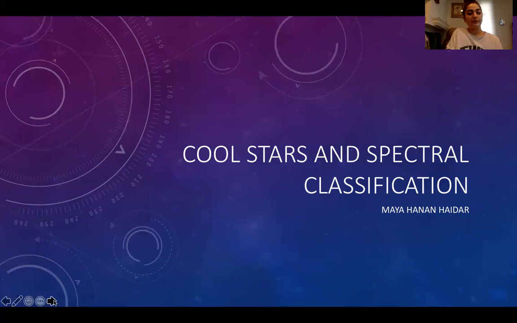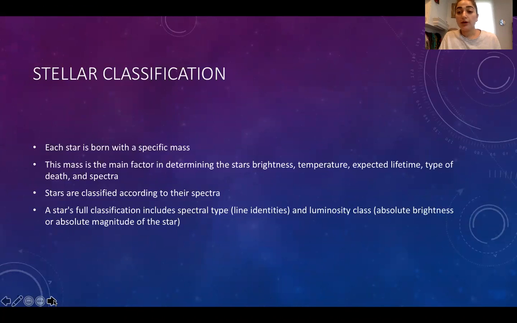So, to start off with, when a star is born, they are born with a specific mass. And this mass determines their brightness, their temperature, their expected lifespan, and type of death and spectra. So stars are classified according to their spectra. And a star's full classification includes spectral type, which is their line identities, and their luminosity class, which is their absolute brightness or absolute magnitude of the star.